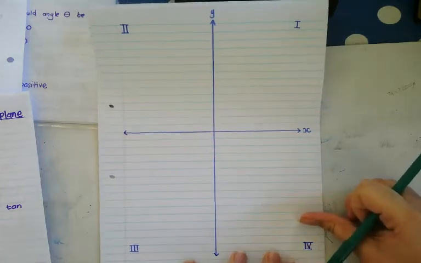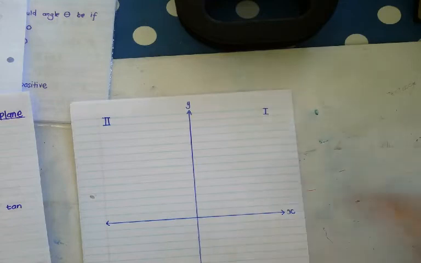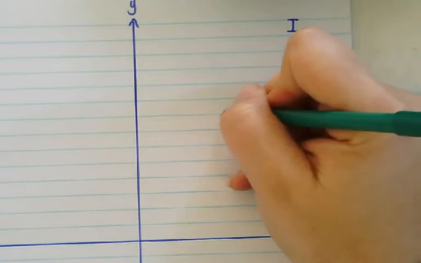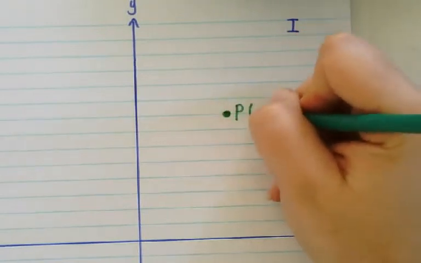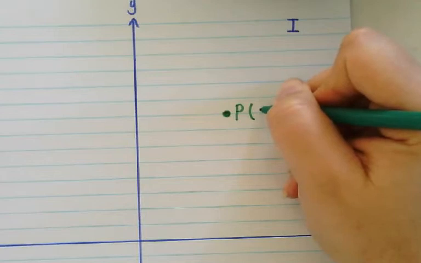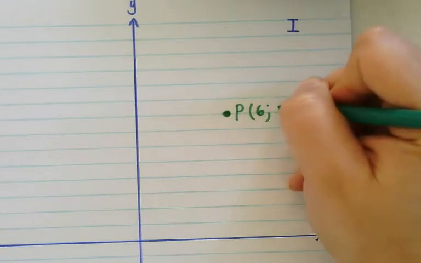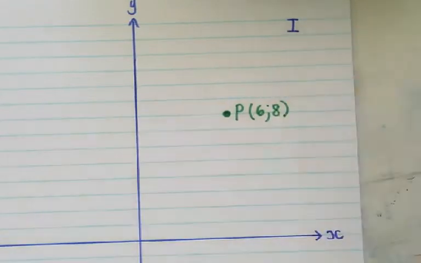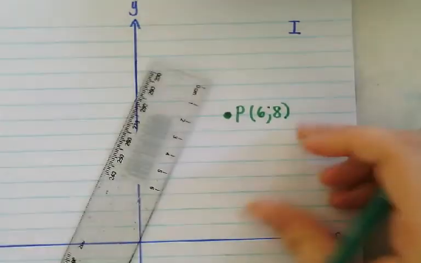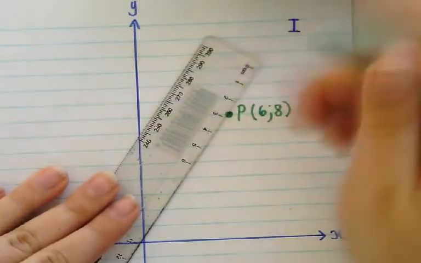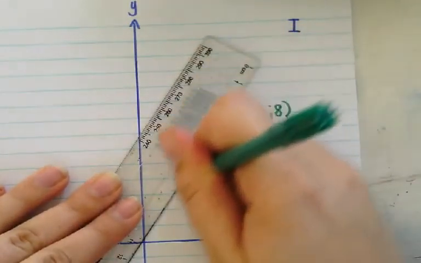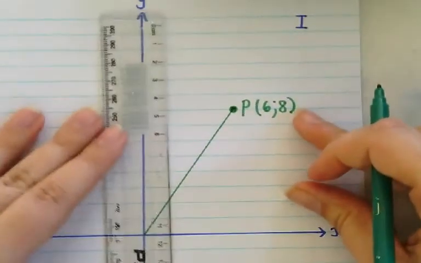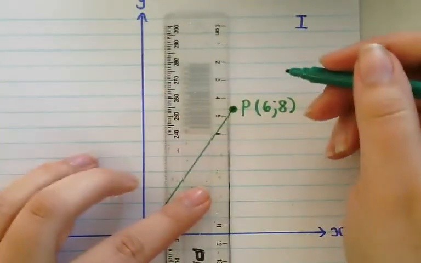So the first point that I'm going to give you, so I'm zooming in only into quadrant 1 now, so I'm going to zoom in. Giving you the point P, which is, let's go 6 and 8. So what we will do then is connect the point to my origin. Forming a 90-degree triangle with the x-axis.